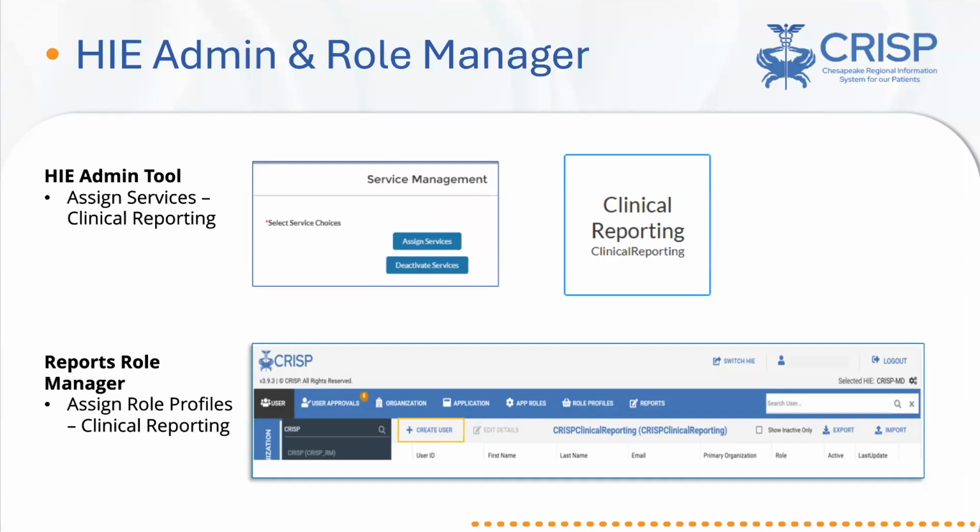The second step is to navigate over to Reports Role Manager on your dashboard as the POC. If you are credentialing an existing user, then that user is already on your list of users. So it's just a matter of navigating to that user's account and assigning clinical reporting and the role profiles. If you are creating a brand new user, you will select the create user functionality highlighted in yellow and credential that individual. So the process that we're going to walk through is for a brand new user.